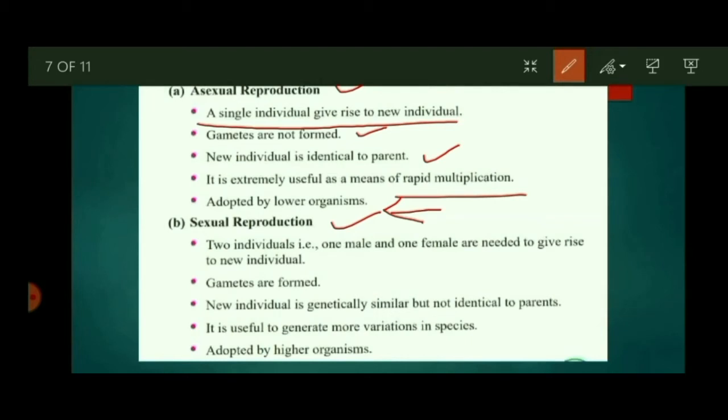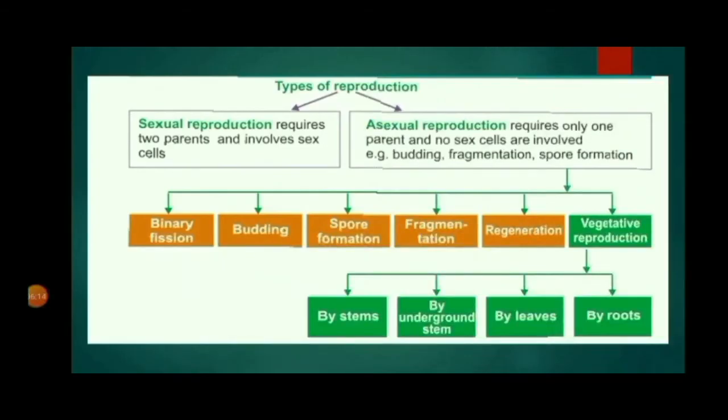Now, sexual reproduction. In sexual reproduction, two individuals, that is, one male and one female, are needed to give rise to a new individual. Gametes are formed and the new individual is genetically similar but not identical to the parents. That is, there are some variations. It is useful to generate more variation in species, and this variation helps species to survive in adverse conditions. Sexual reproduction is adopted by higher organisms.